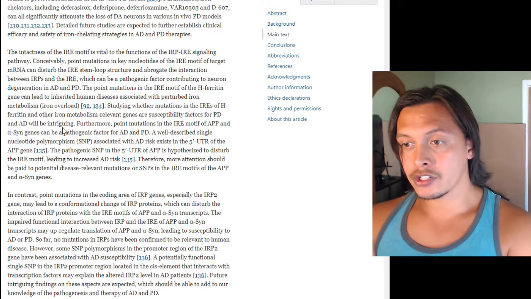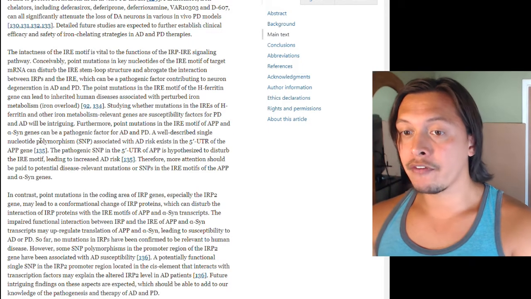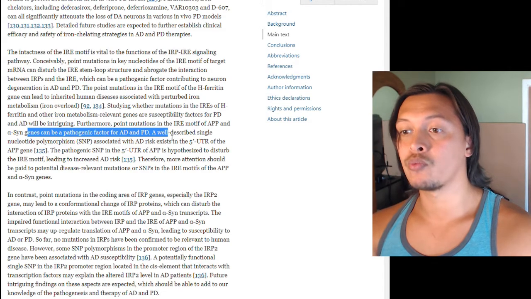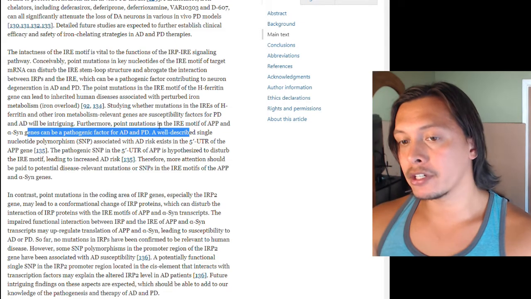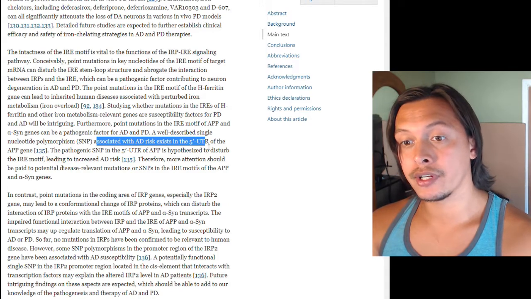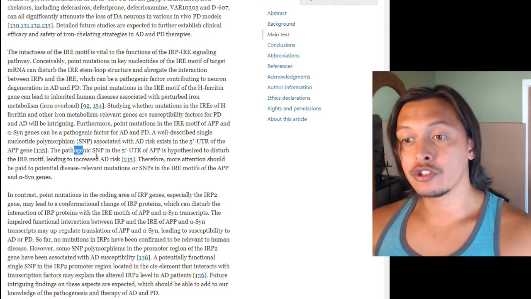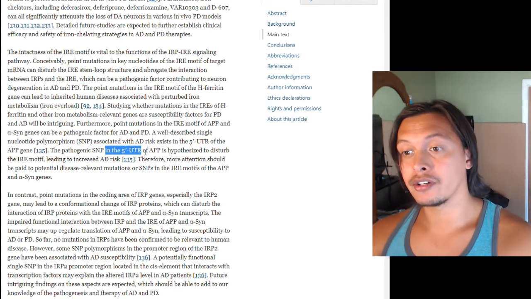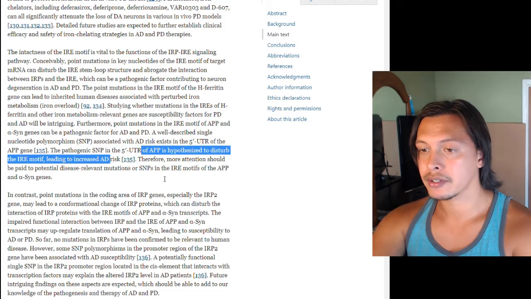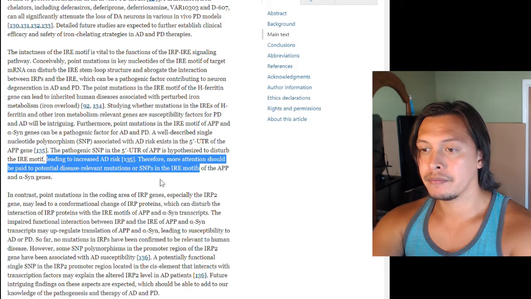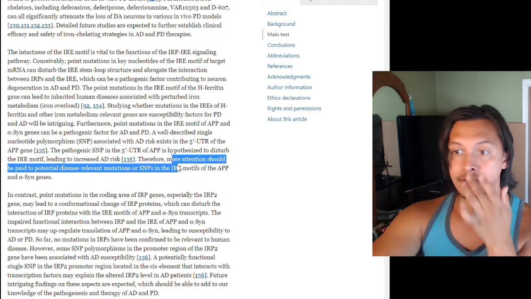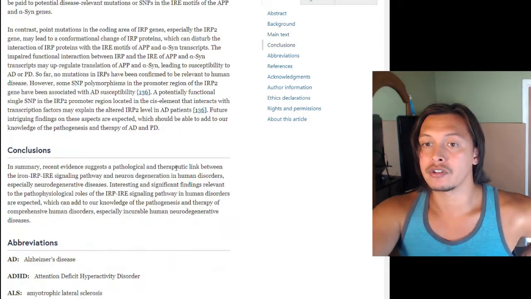So furthermore, point mutations in the IRE motif of the APP and alpha-synuclein genes can be a pathogenic factor in Alzheimer's disease and Parkinson's disease. A well-described single nucleotide polymorphism associated with Alzheimer's disease risk exists in the 5' untranslated region of the APP gene. This pathogenic single nucleotide polymorphism is hypothesized to disturb the IRE motif, leading to an increased AD risk. Therefore, more attention should be paid to potential disease-relevant single nucleotide polymorphisms in the IRE motifs of the APP and alpha-synuclein genes.